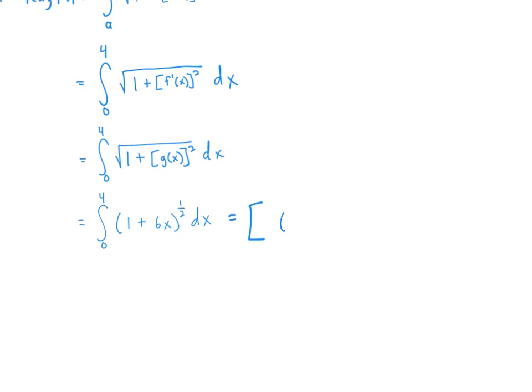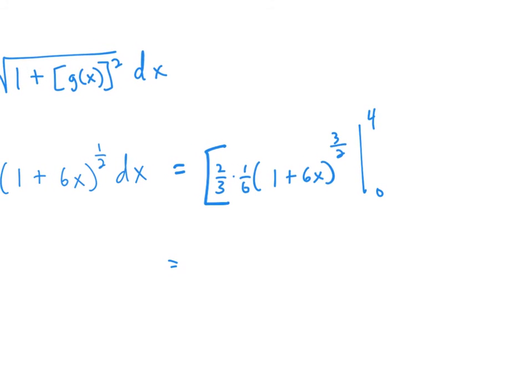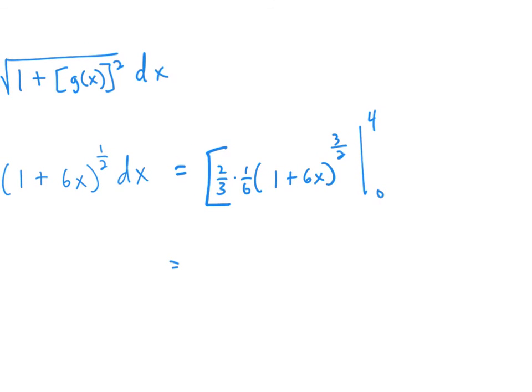Okay, so we know we're going to get a 1 plus 6x to the 3/2. If we took the derivative of that, we'd have to cancel out the 3/2 with a 2/3. And we'd get a 6 from the chain rule, so we'll have to cancel out that 6 with a 1/6. All right, and then 2/3 times 1/6 is 1/9. So I'll kind of pull that out.